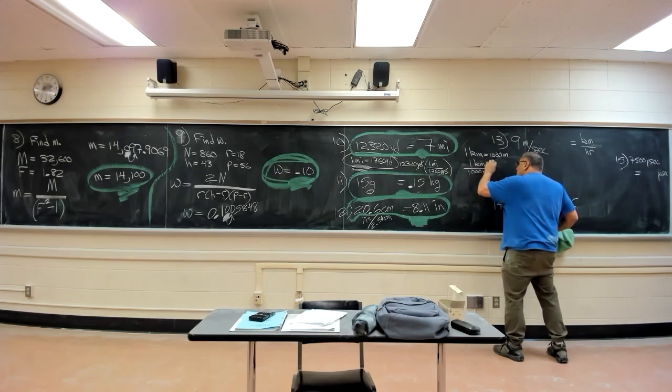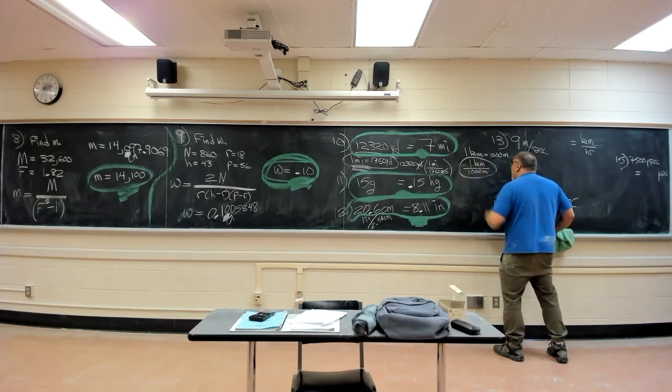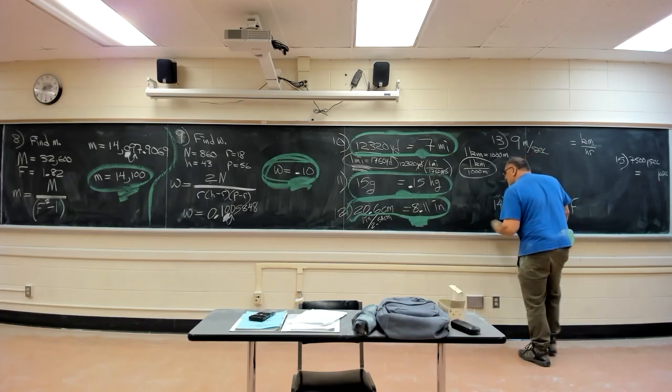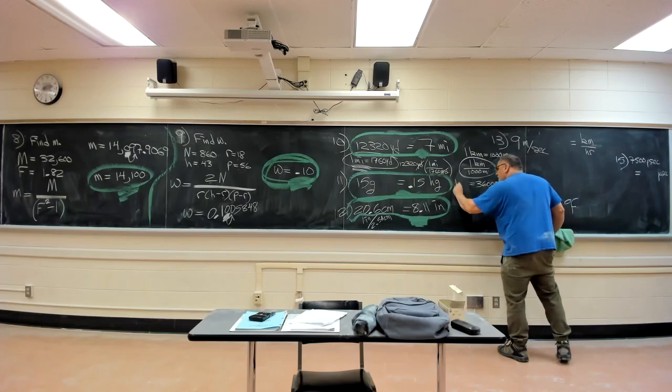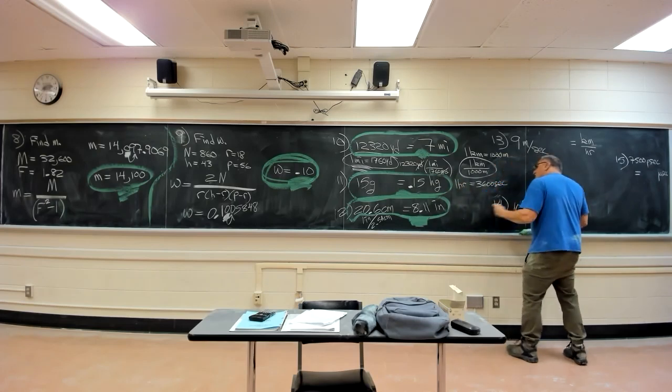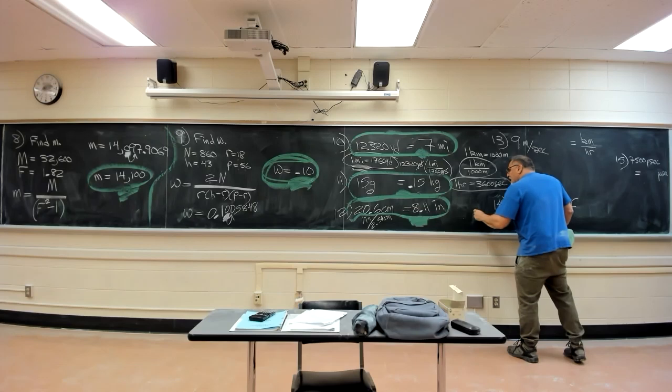If I want kilometers on top, I'm not going to go 1,000 meters over 1 kilometer, though that is valid. Because of this, you can write two different ratios: 1 kilometer over 1,000 meters, or 1,000 meters over 1 kilometer. I want kilometers on top, so I'm going to use that. I also know that there's 60 minutes in an hour, and 60 seconds in each minute. 60 times 60 is 3,600 seconds. 3,600 seconds is equal to 1 hour. Since I want hours, I'm probably going to put the hours on top and have 3,600 seconds.